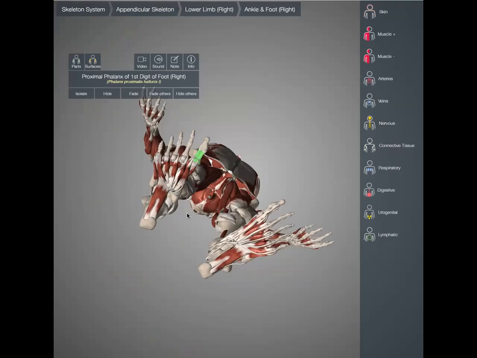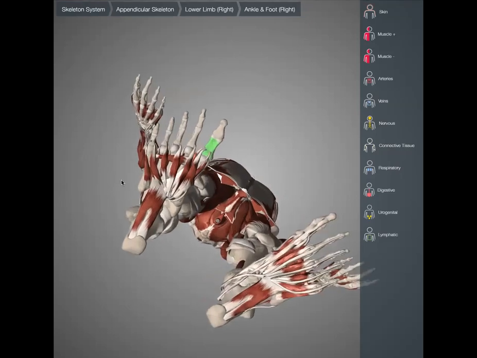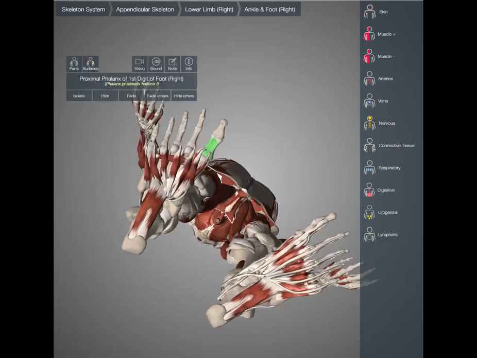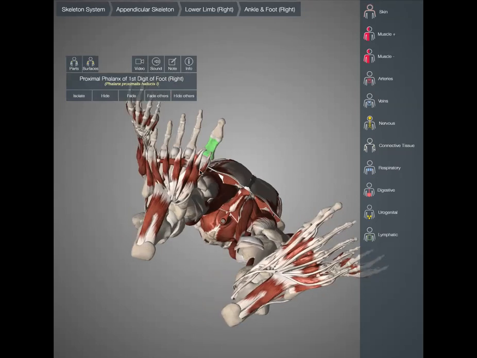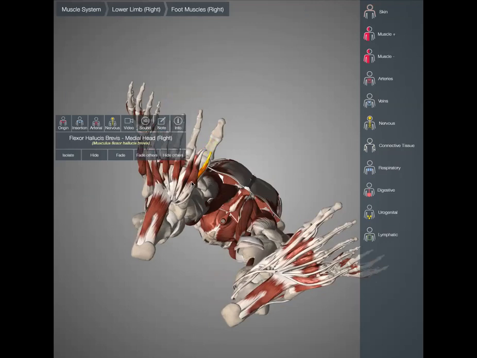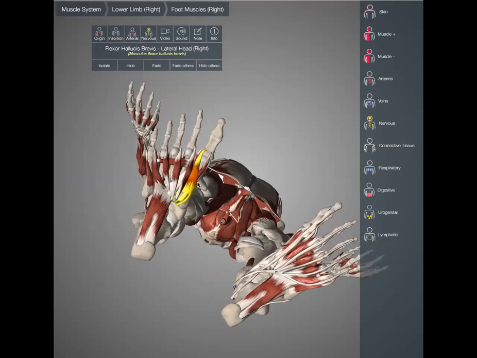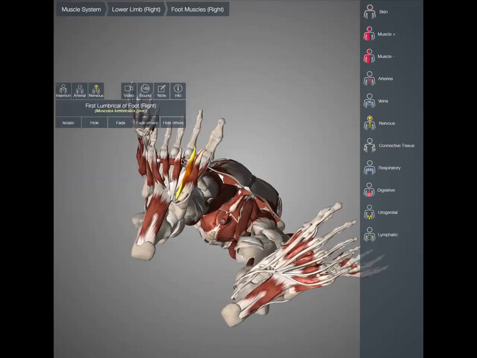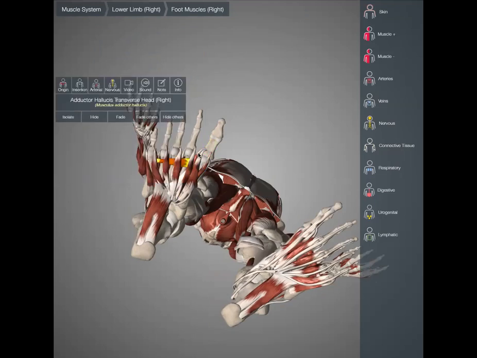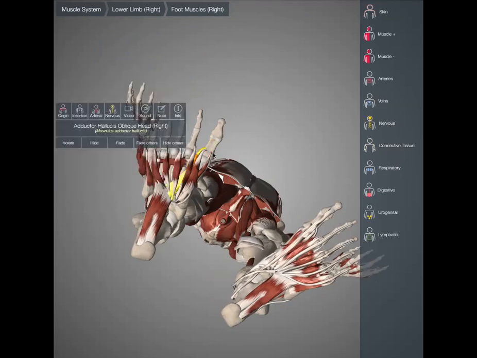So the tibial nerve, as it comes here, separates into lateral and medial plantar nerves. The muscles of the plantar aspect are arranged into 4 layers. So here, the first layer, we have the abductor hallucis muscle. I'm going to try my best to find it. So the abductor hallucis brevis. This is the adductor. This is the oblique head.